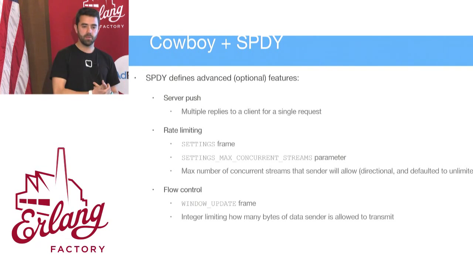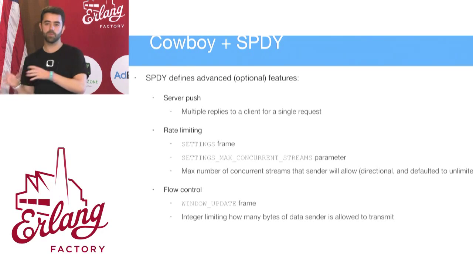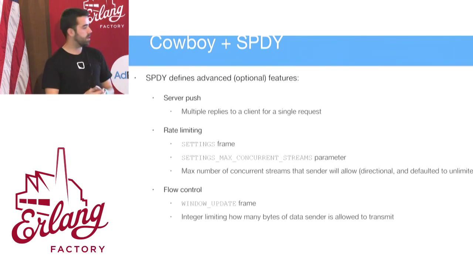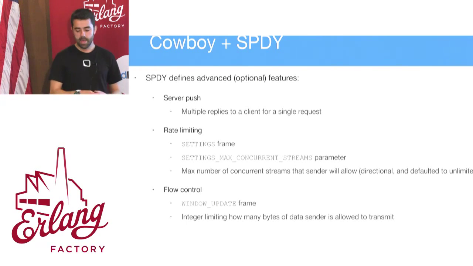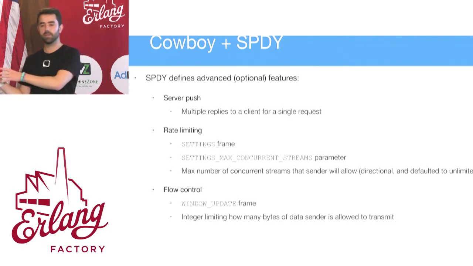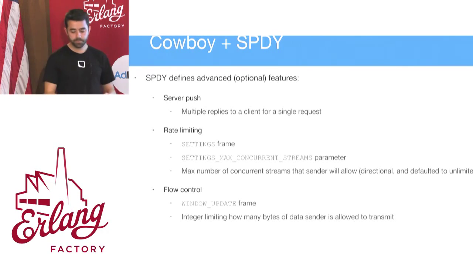It's a similar concept to what you get with WebSockets. Then you've got rate limiting and flow control, which happen to be two flavors of limiting resources. The rate limiting option is to limit the number of concurrent streams per second, and then the flow control limits the amount of bytes that the client is allowed to send.